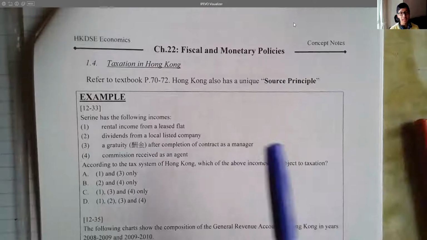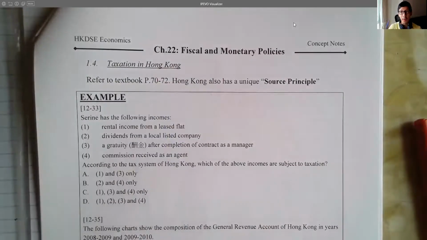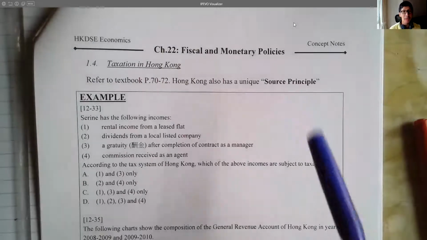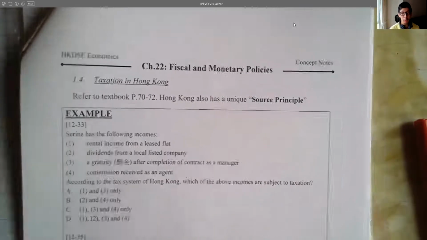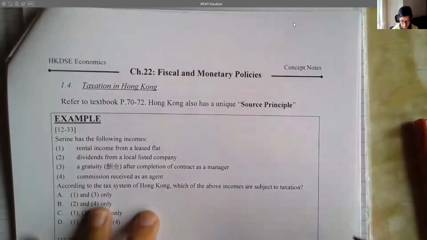Now, on pages 70 to 72 of your textbook, you will see a big table showing what kind of taxation is available in Hong Kong. I'm not going to waste your time here because you can read it by yourself. The only thing I want to talk about is that in Hong Kong, we have a principle we call the source principle. Now, what does the source principle mean?